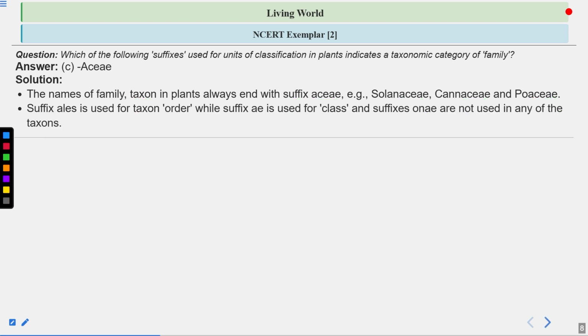Now suffix ales is used for the taxon order. So these are the categories: species, genus, family, okay, then order, class, phylum or division, kingdom. These are all taxons or taxonomic categories. So ales is a suffix used for the taxon order, while suffix ae is used for the class. And suffix onae is not used in any of the taxons.